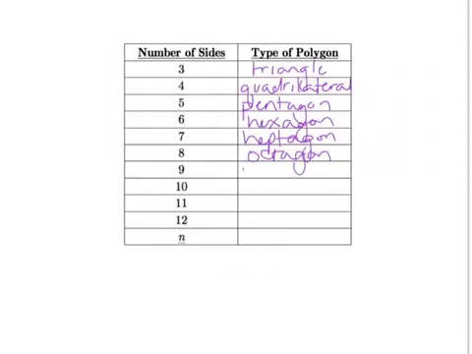9-sided is a nonagon. 10-sided is a decagon. 11-sided we're not going to see much of, but it's a hendecagon. I don't know if I pronounced that right, but then number 12 is a dodecagon.